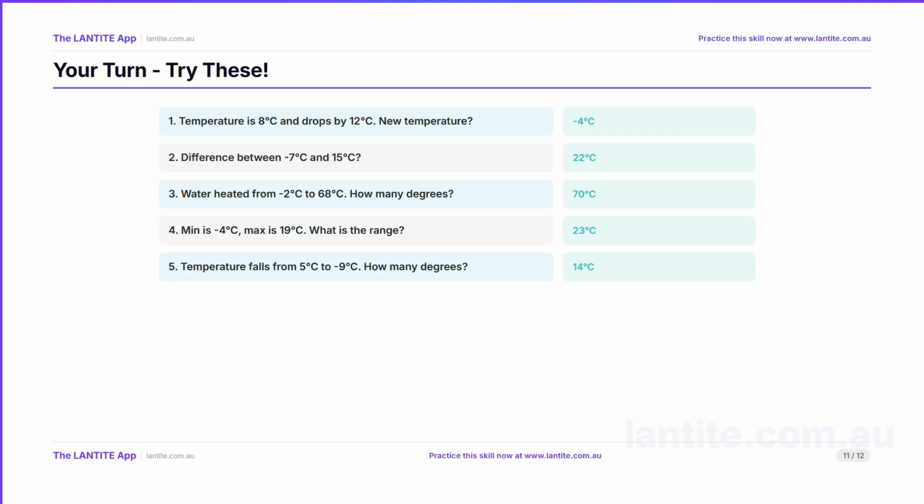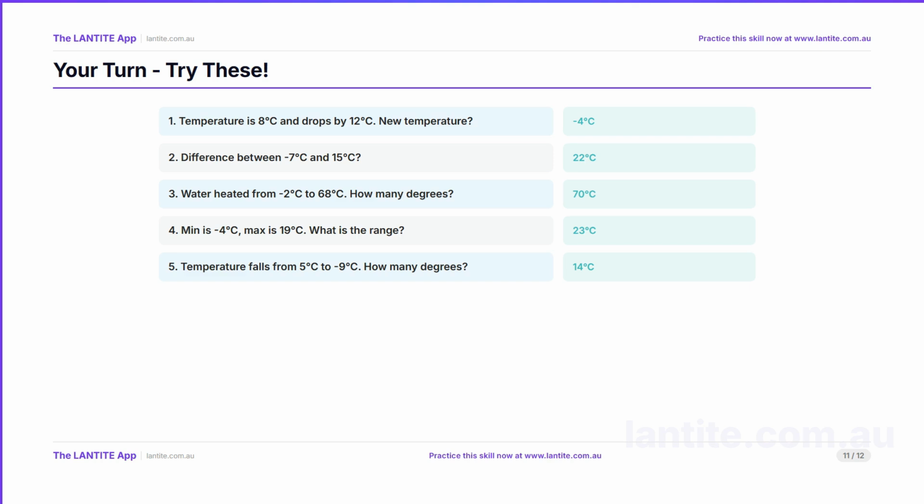Now it is your turn. Pause the video and try these 5 problems. Problem 1. The temperature is 8 degrees and drops by 12 degrees. What is the new temperature? Problem 2. What is the difference between negative 7 degrees and 15 degrees? Problem 3. Water is at negative 2 degrees. It is heated until it reaches 68 degrees. By how many degrees was it heated?